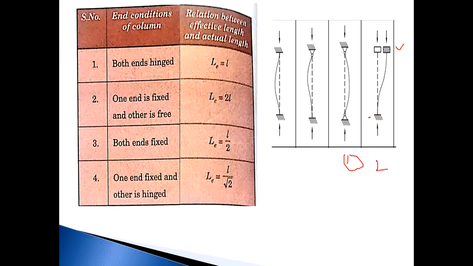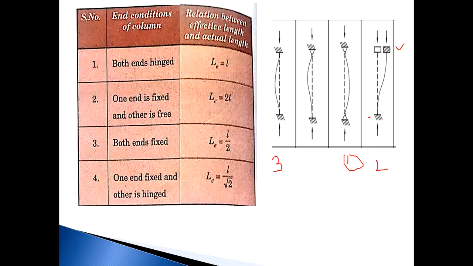Third condition is both ends fixed. So this is our third condition. Both ends are fixed. When both ends are fixed, L effective will be L by 2. Means L effective is equal to L actual divided by 2.